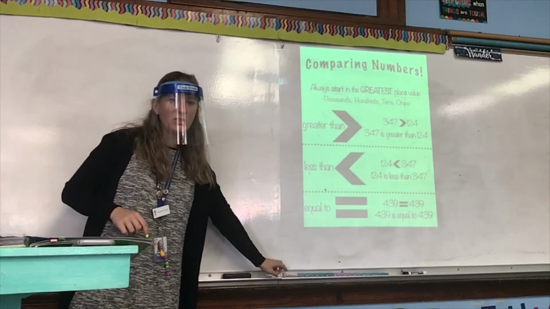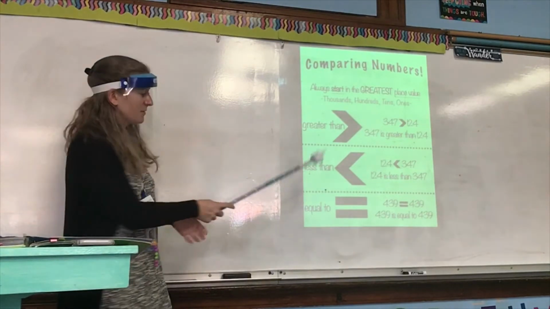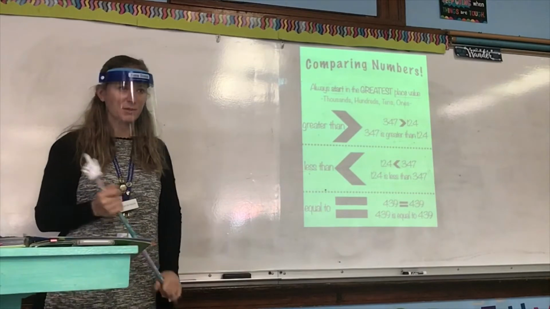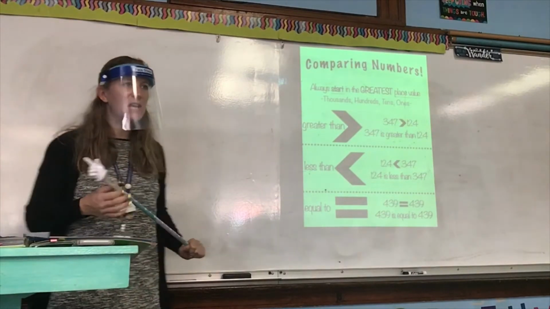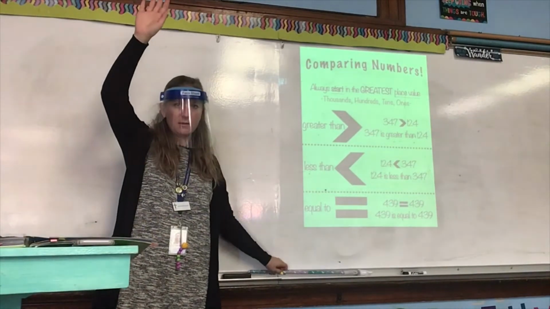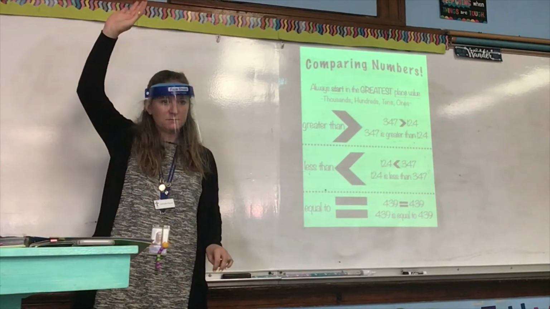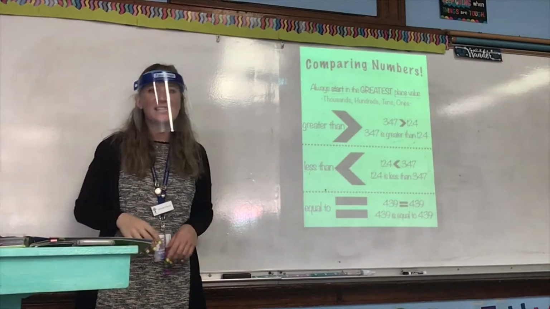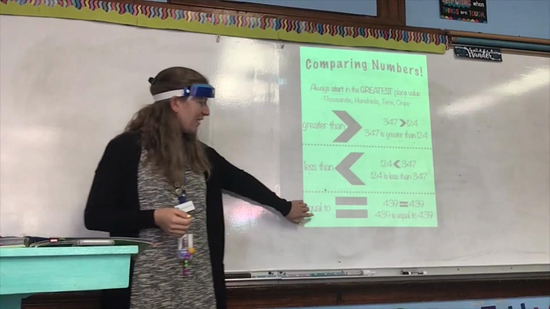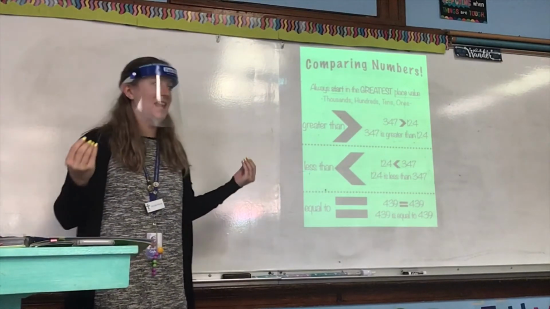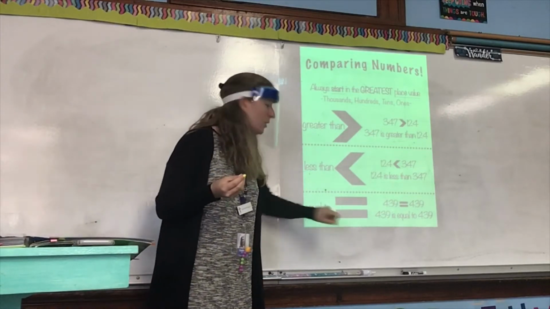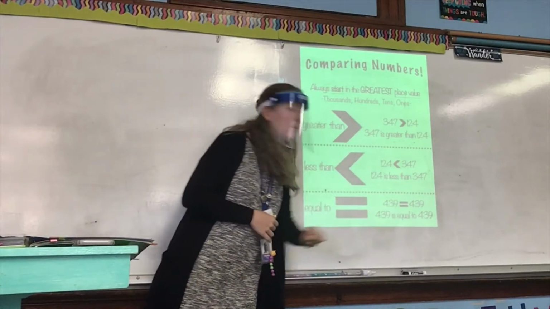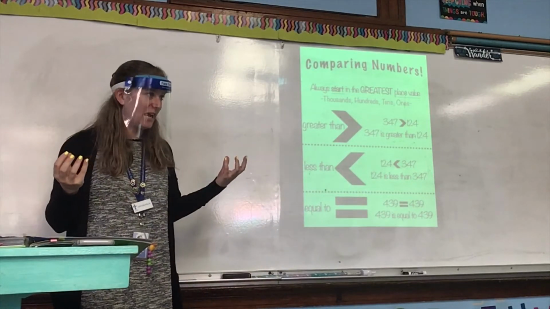Okay, so now you should be looking at the page that looks like this. The alligators don't have the last way to compare numbers. Are they equal? Equal is another word for what? Zadie? The same. If the two numbers are the same, then we say equal to, and it's just an equal sign. So 439 is equal to 439.